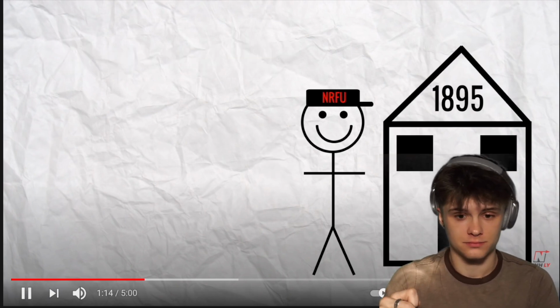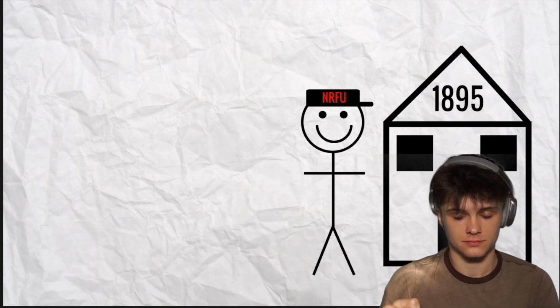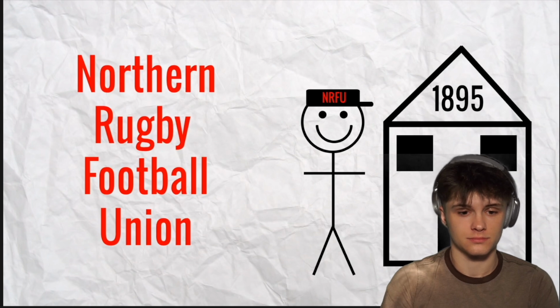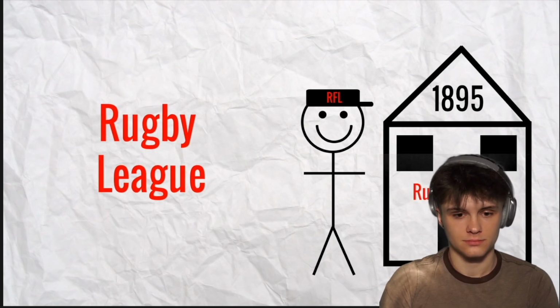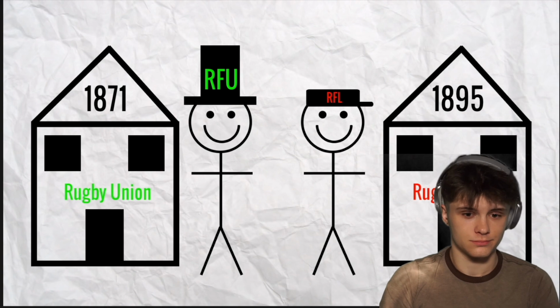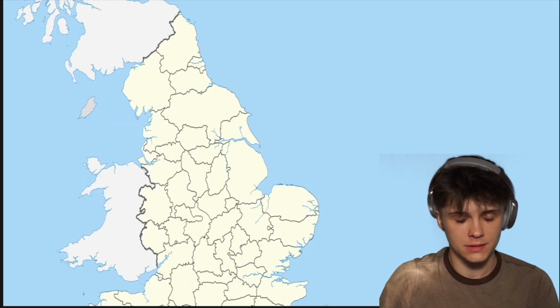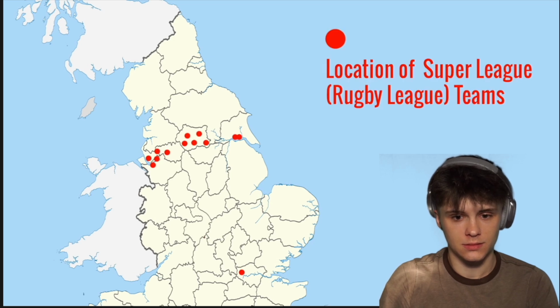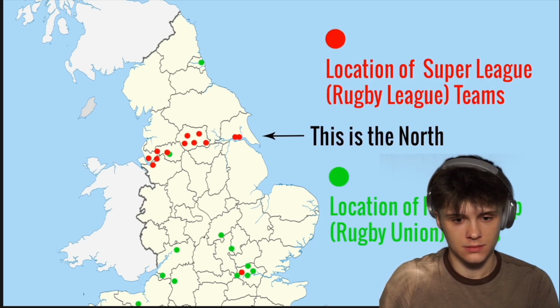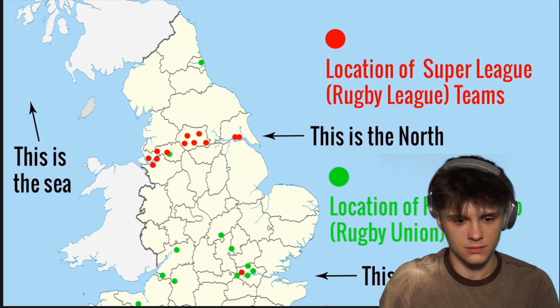Not liking this, the northerners set up their own league in 1895 and called themselves the Northern Rugby Football Union, later to be named Rugby League, whilst the RFU named their sport Rugby Union. These two sports separated in 1895, and to this day you'll find most of the professional rugby league teams in the north of England and most of the professional rugby union teams located in the south.